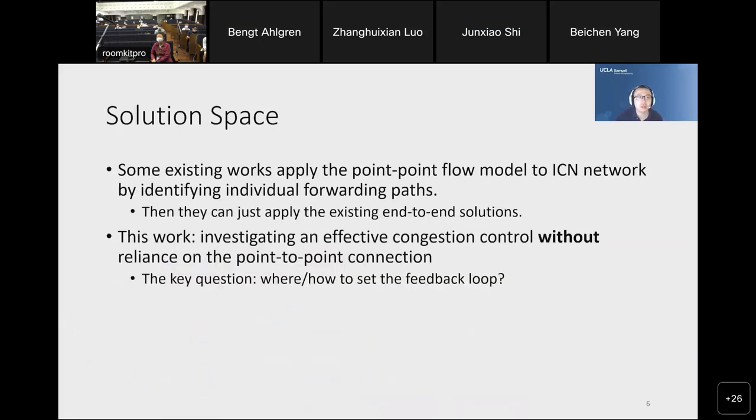And there are two potential solutions. Some existing works apply the point-to-point model to the ICN network by identifying individual forwarding paths. Then the existing end-to-end congestion control can be applied. For this work, we hope to investigate an effective congestion control without the reliance on an end-to-end connection. And the key question for us is where and how to set up the feedback loop for congestion control.